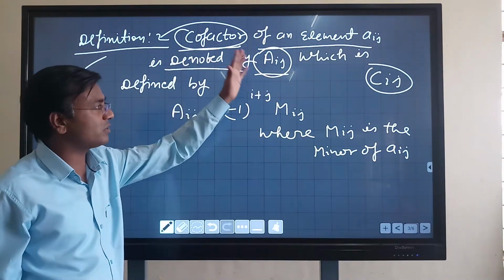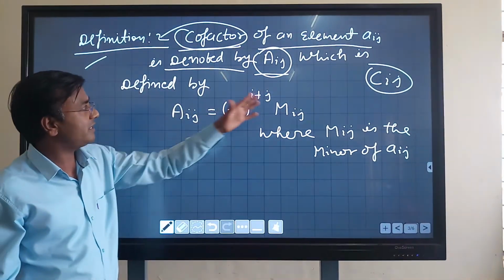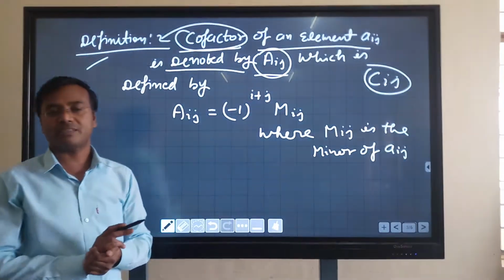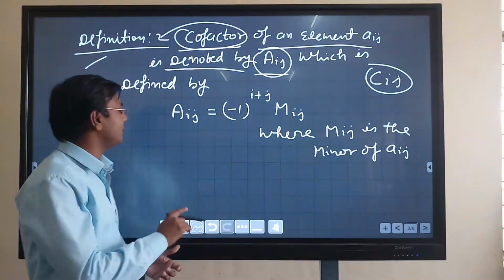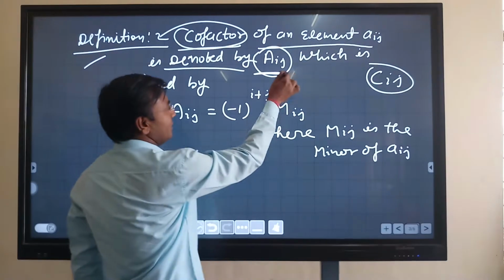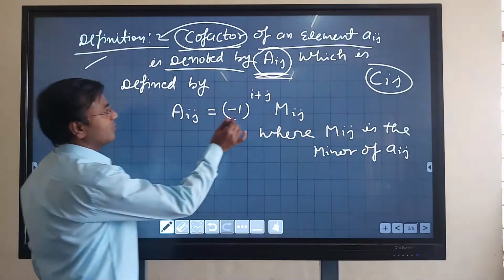Chapter 4, cofactor. So see, now the question is, are you going to use Cij or Aij? Because we are solving NCERT, of course we have to prefer the NCERT rule. So we'll be using the letter Aij only. I hope your queries are over now with this explanation.